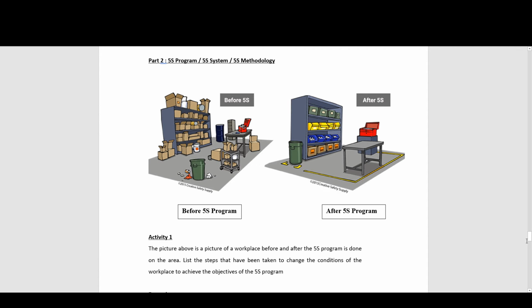Okay, for part 2, activity 1, the question said that the picture above is a picture of a workplace before and after the 5S program is done on this area. List the steps that have been taken to change the conditions of the workplace to achieve the objective of the 5S program. So we need to list the steps to achieve the objective of the 5S program.